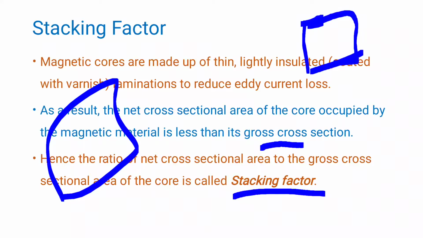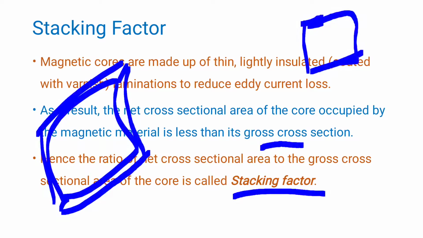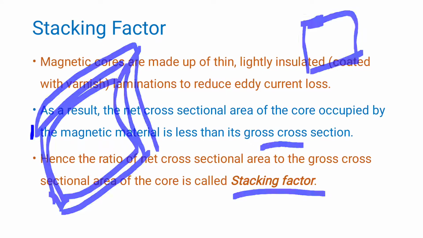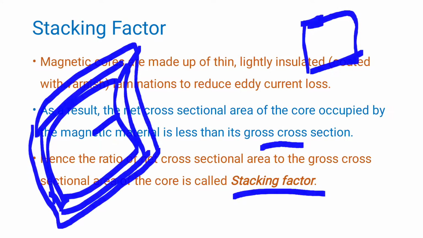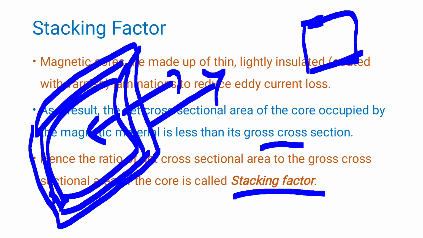So this is your laminated core. It has been laminated. So this has one cross-section, this has another cross-section, and this has another cross-section. So the ratio of the net cross-sectional area to the gross cross-sectional area is called the stacking factor.